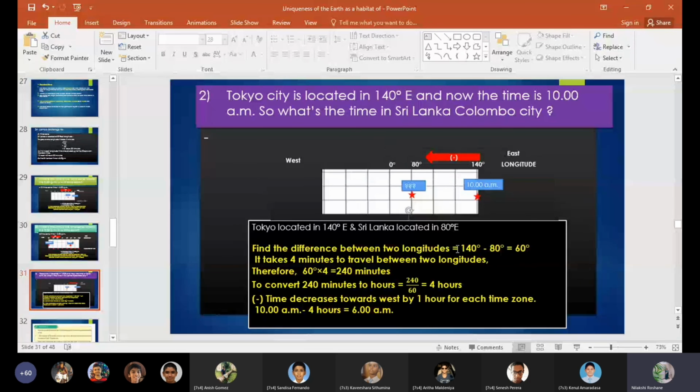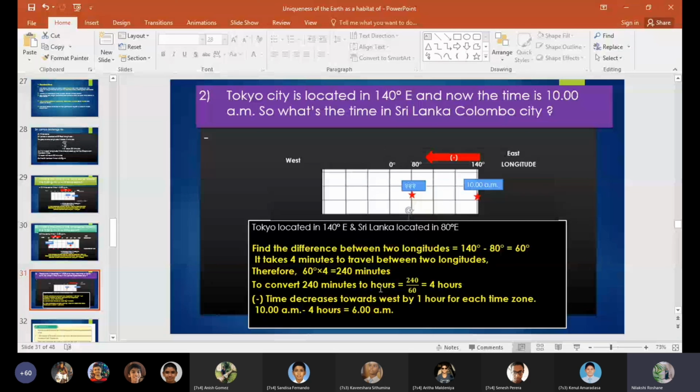It takes 4 minutes to travel between two longitudes. Therefore you have to multiply 60 by 4. So you get the answer as 240 minutes. In order to convert minutes into hours, you have to divide 240 by 60. So you get the answer as 4 hours. The time decreases toward the west.